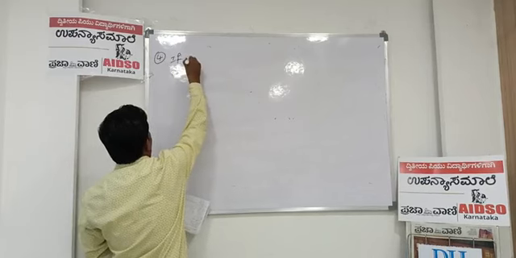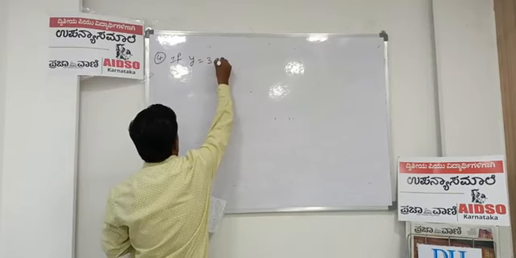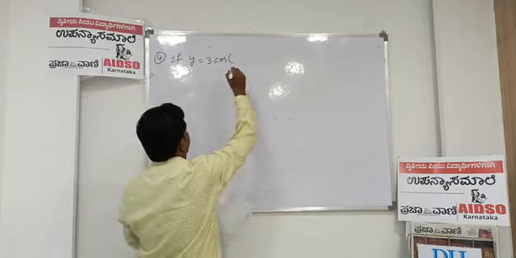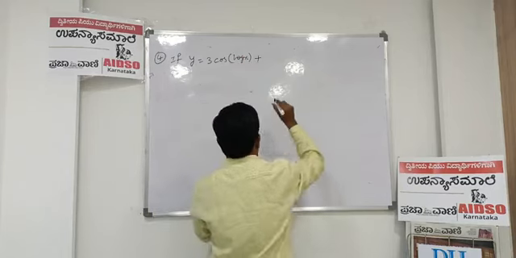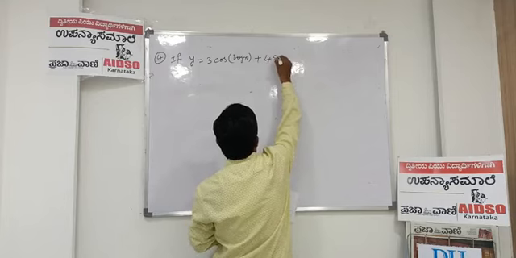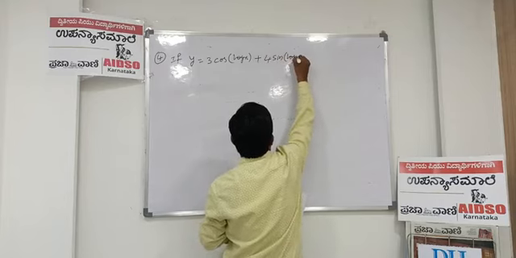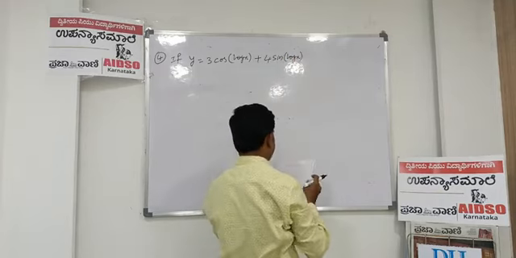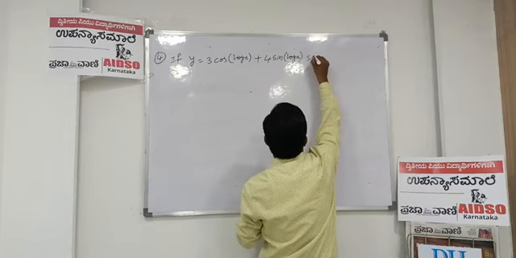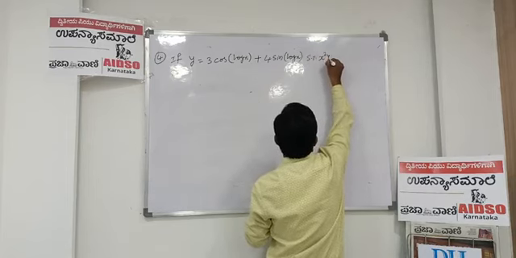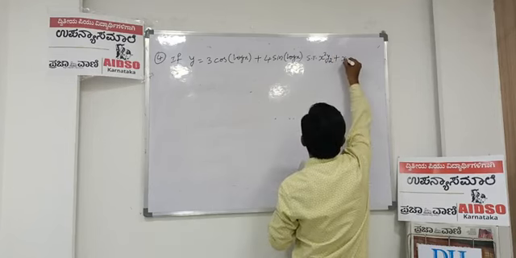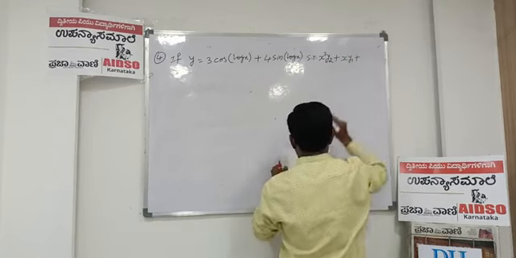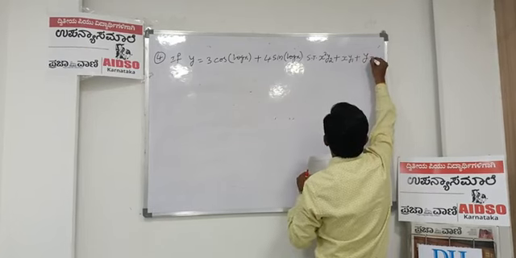If y is equal to 3 cos of log x plus 4 sine of log x, then show that x square y2 plus xy1 plus y is equal to 0.